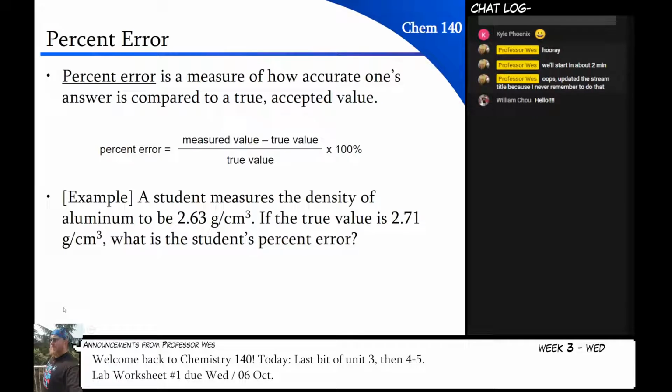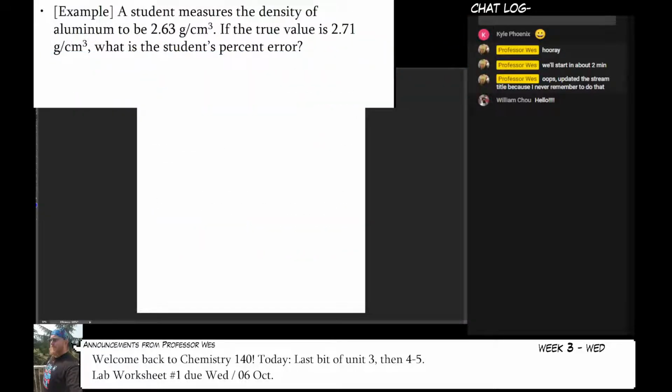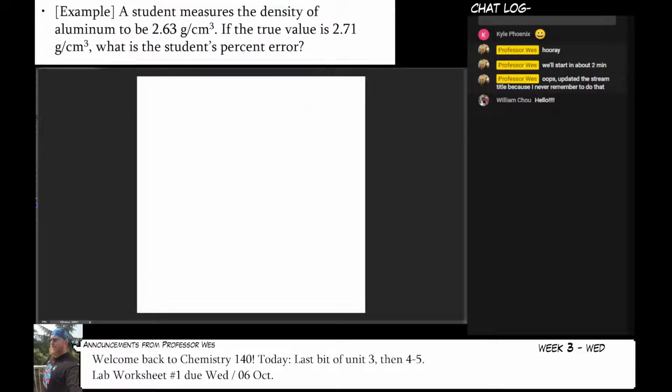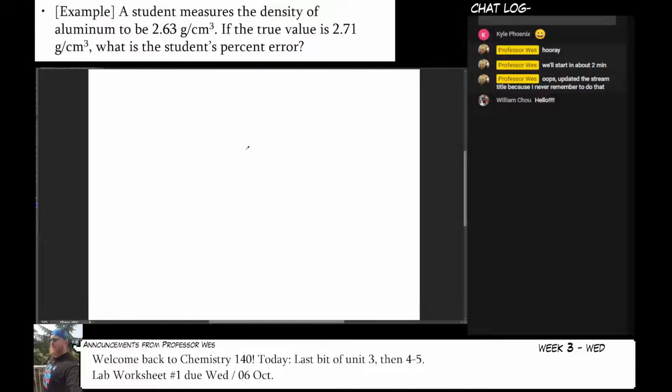All right, so we're going to do this example here. If I have a density of aluminum experiment and I measure it to be 2.63 grams per cubic centimeter, but it was actually 2.71 grams per cubic centimeter, what is my percent error? So let's do that calculation. And again, the trick is going to be, where do the sig figs fall out here? Let me zoom this in, actually.